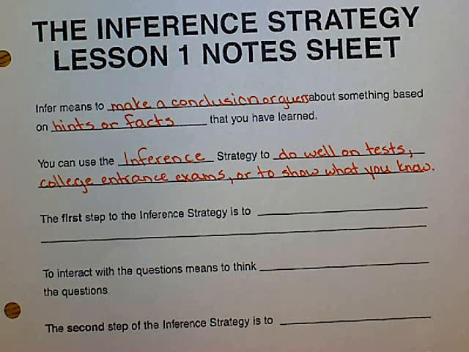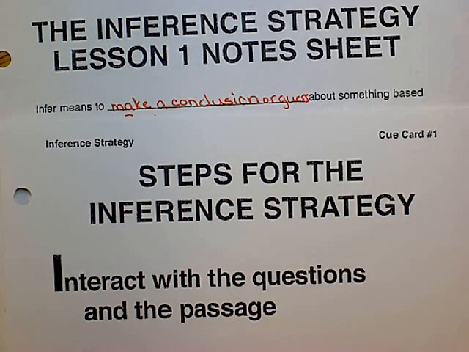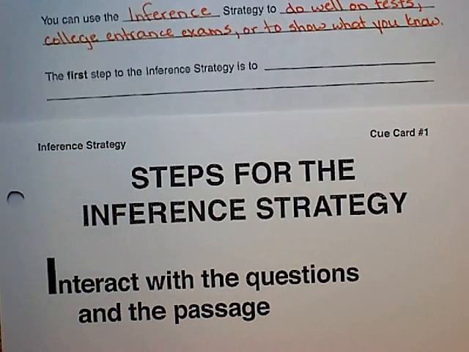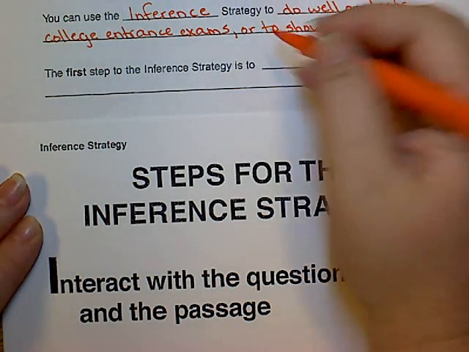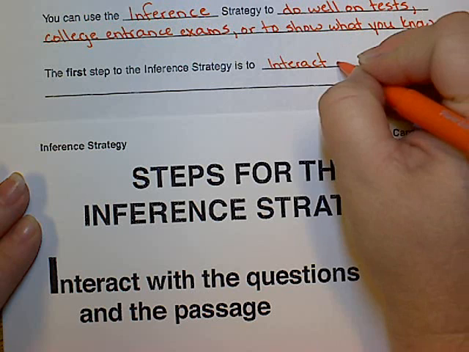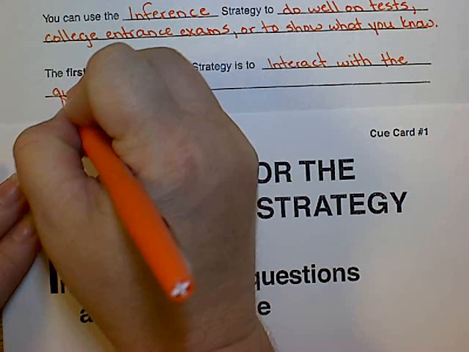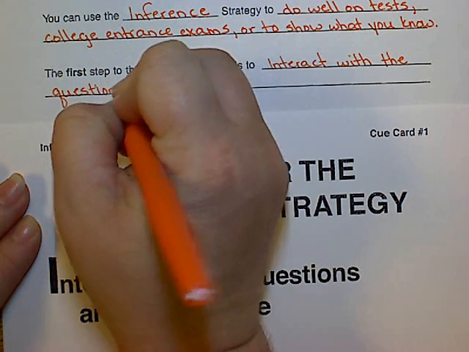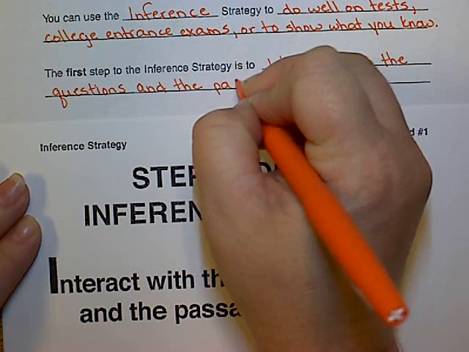And the very first step of the inference strategy is to interact with the questions and the passage. So I'm actually going to move this up so I can write this down. The first step to the inference strategy is to interact with the questions and the passage.